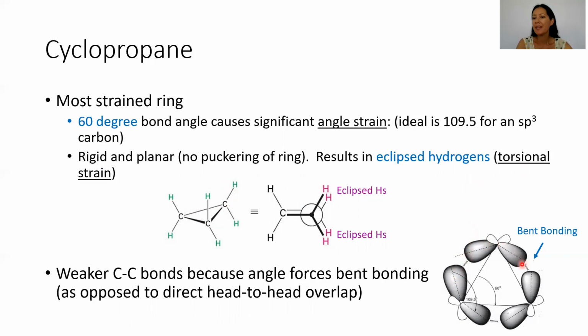There's bending of the bonds because of this 3-membered ring giving this 60-degree angle. So you don't have this direct head-to-head overlap. So overall, more strain, and it can open up more easily than some other ring systems.